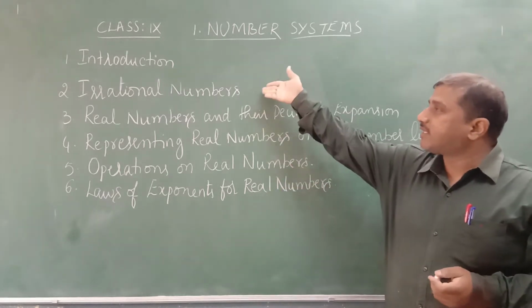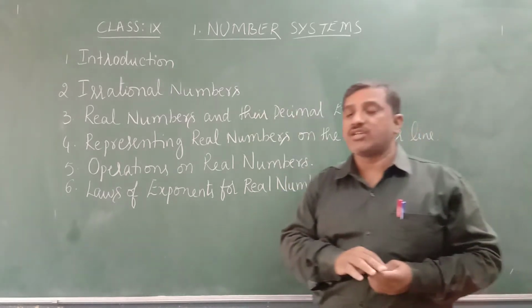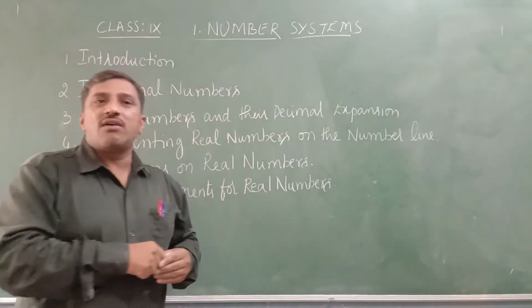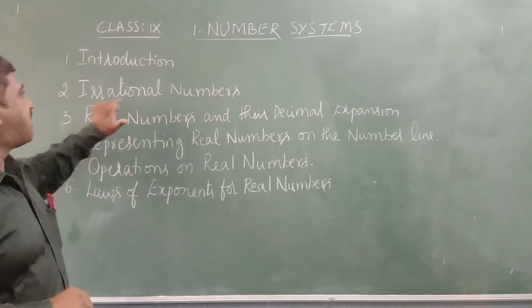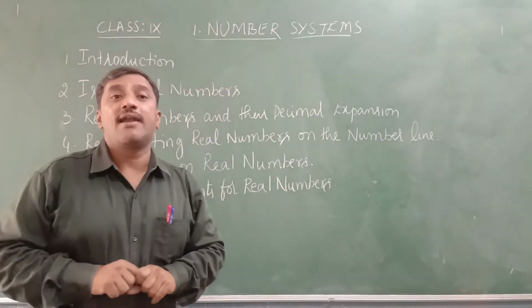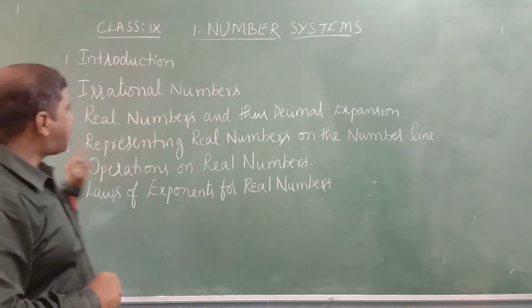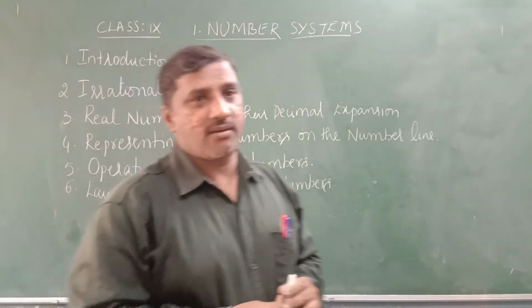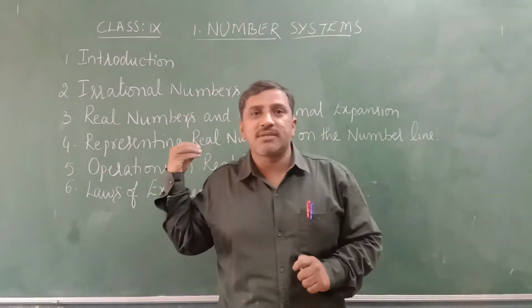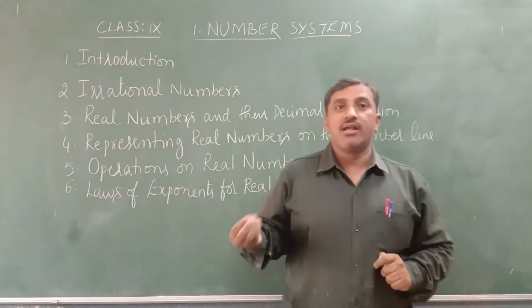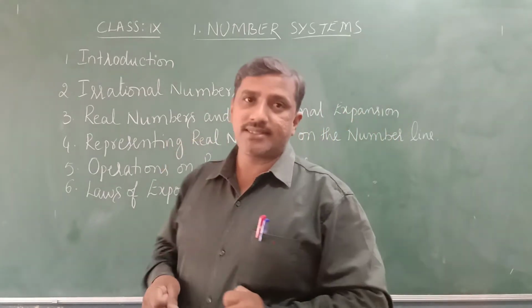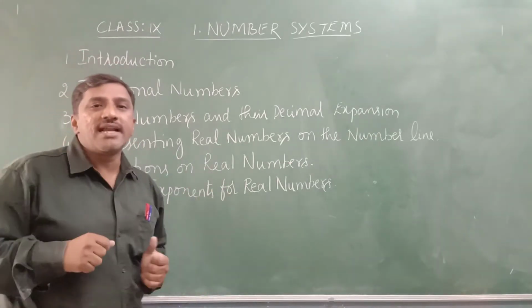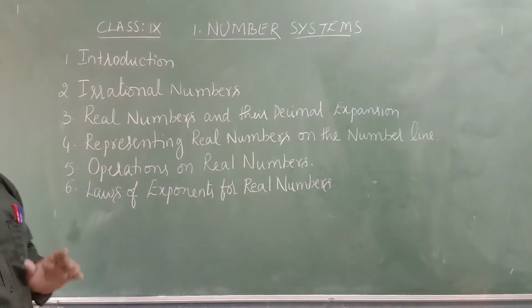And the second topic is irrational numbers: what are irrational numbers and examples of irrational numbers, and representing irrational numbers on the number line. The third concept is real numbers and their decimal expansion. Here we have two types of decimal expansion: terminating decimals and non-terminating decimals.